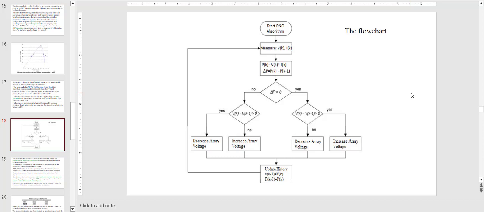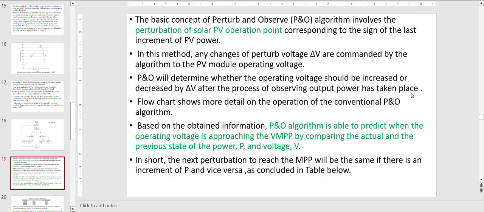Now, on the other hand, if delta P is less than 0, that is, power is reduced, then we check whether the voltage increased or decreased. If Vk minus Vk minus 1 is greater than 0, then decrease the array voltage. Otherwise, increase the array voltage. Then update the voltage and power, and continue the algorithm from step 2. This is all about the perturb and observe algorithm.